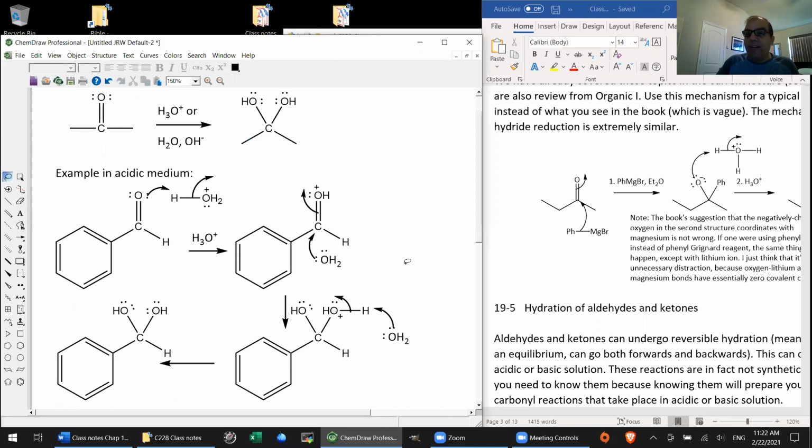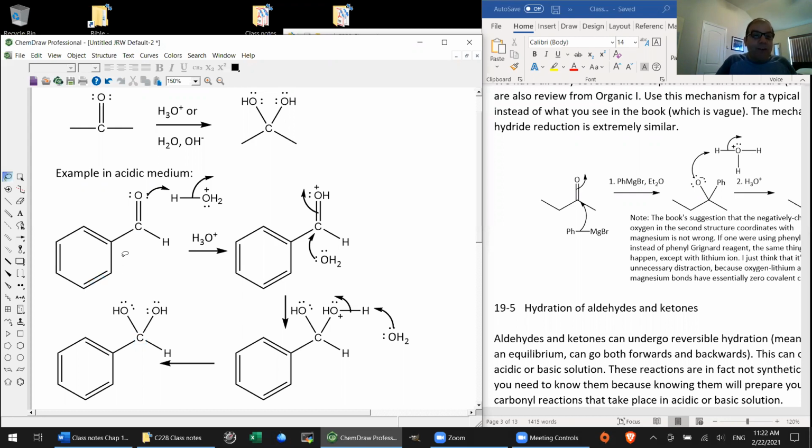Good, can't really think of anything else. I should mention, by the way, that all of these steps are reversible. So certainly this hydrate can lose a molecule of water also in acidic medium, and there will in fact be an equilibrium between the non-hydrated aldehyde or ketone and the hydrated one. And yes, if you wanted to find the equilibrium constant and all that stuff, you certainly could. All those things are still there.